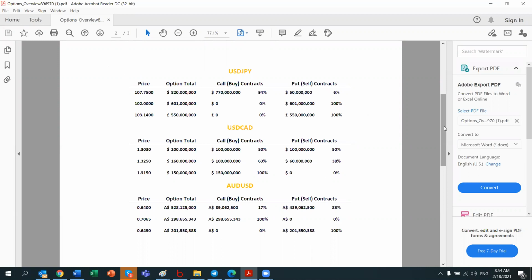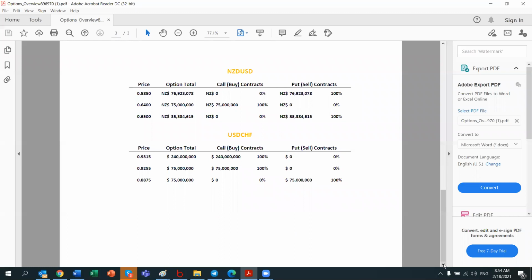So that's the most likely price movement in the time before maybe today or tomorrow, because it expires on Saturday. So that's a good sort of indication for you. This is for NZD USD and USD CHF as well.